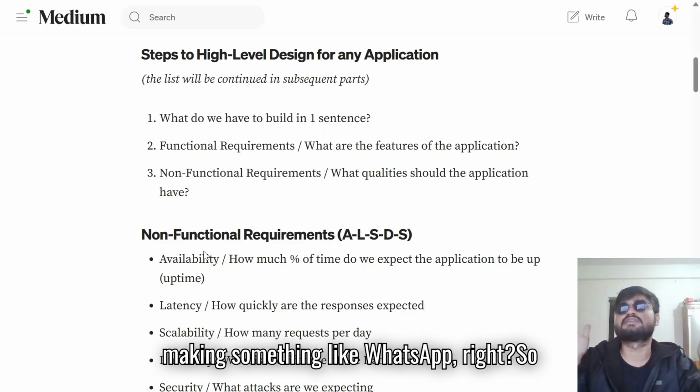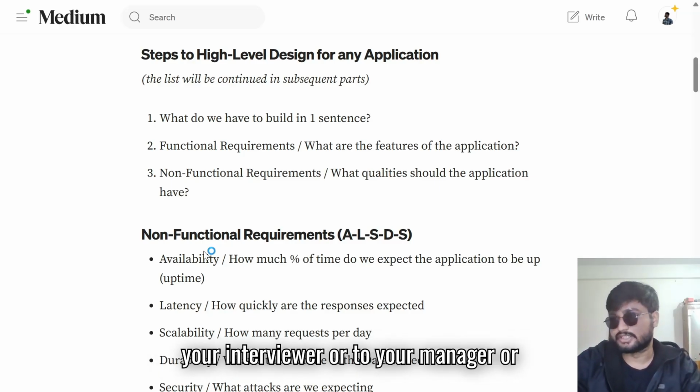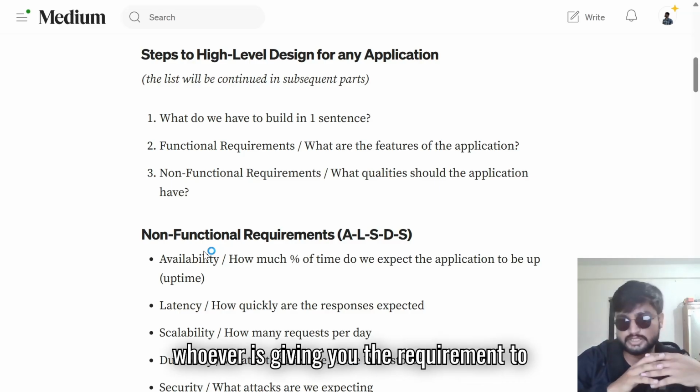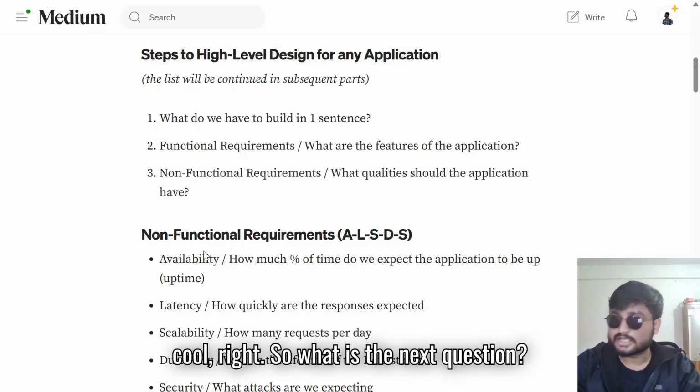So for example, you are making something like WhatsApp. So you might ask, what do we have to build to your interviewer or to your manager or whoever is giving you the requirement, to your customer. They might reply to you, I want a chat application. Okay, cool. So what is the next question?